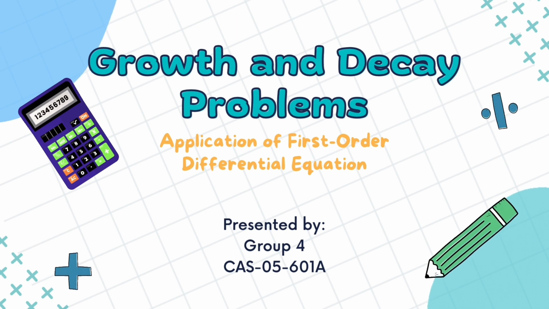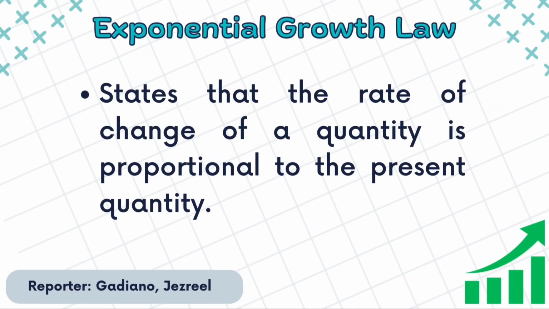To understand growth and decay in real-world scenarios, we need to understand first the concept of exponential growth law. The exponential growth law states that the rate of change of a quantity or amount is proportional to the current quantity or amount.